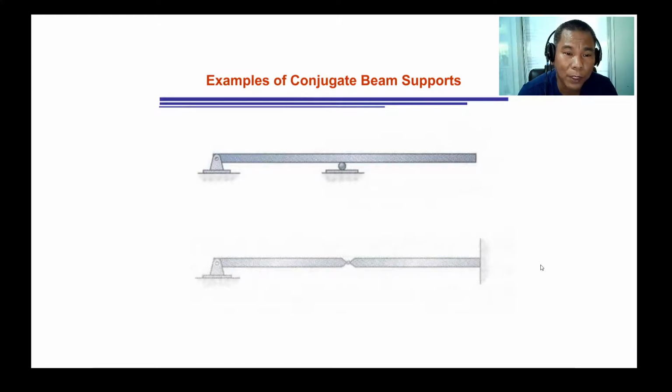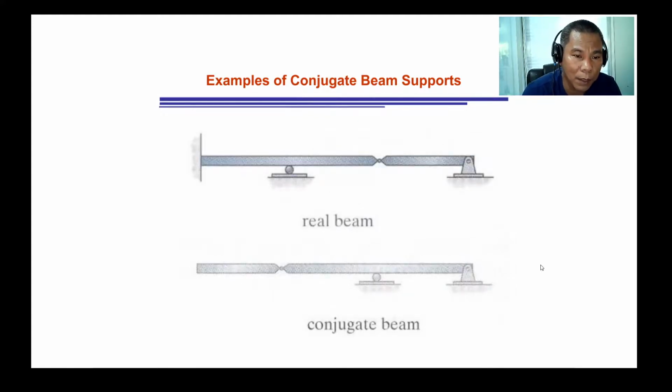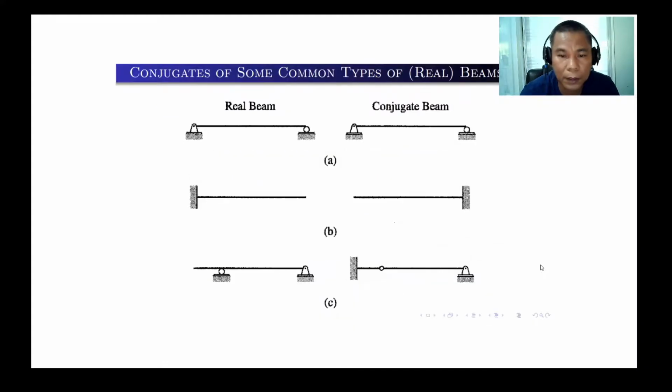So what support in the conjugate beam will give us no moment? That is the hinge. So the free end has a slope and a deflection. What particular support in the conjugate beam will give us moment and shear? That is a fixed end. Also, for another example, we have this real beam: fixed end in the conjugate is free end, internal roller in the real beam is internal hinge in the conjugate beam, internal hinge in the real beam is internal roller in the conjugate beam. Hence, the hinge in the real beam should be the same as in the conjugate beam, which is also a hinge. And there are other examples here.